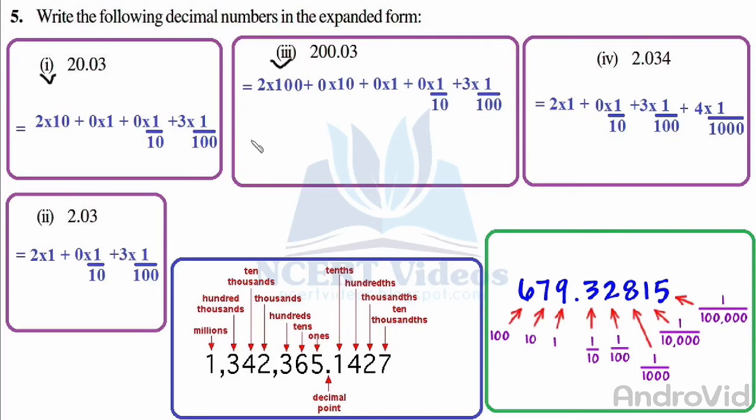Now second part, it was your third, it is second. Now 2.03, this is which one? Okay, therefore multiplied with 1. This is your tenths, therefore multiplied with 1 over 10. Then third, 3 is at the hundredths position, therefore multiplied with 1 over 100. So this is how you do your question number 5.